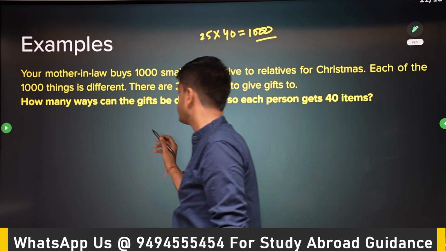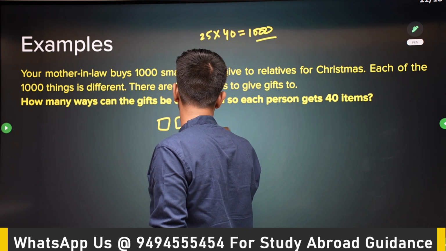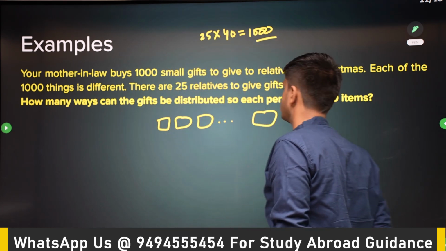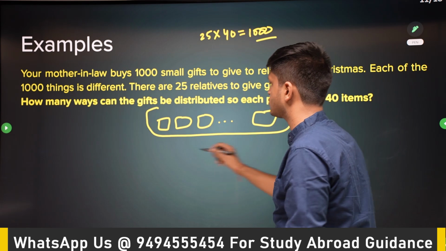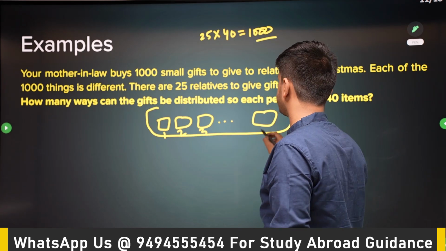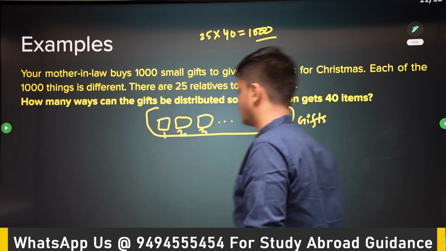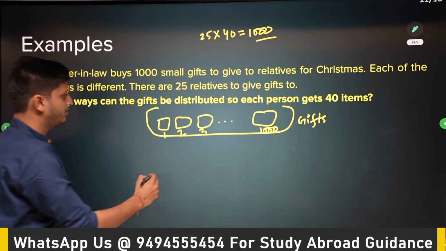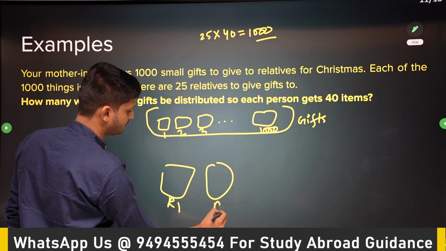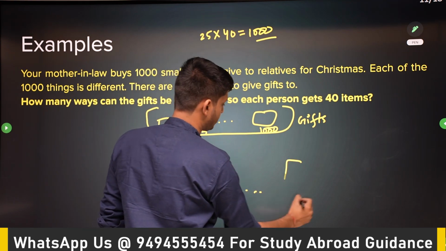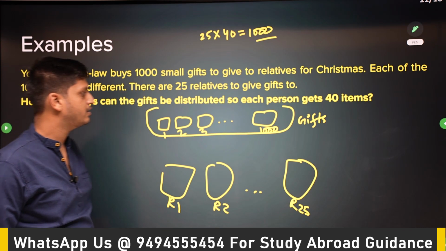So think of it now. Let's say this is the first item, this is the second gift, this is the third gift, and this is the 1000th gift. And this is the gift box, which contains all the 1000 gifts. And for every relative, let's say this is my first relative, this is my second relative, and this is my 25th relative. Now what happens here?